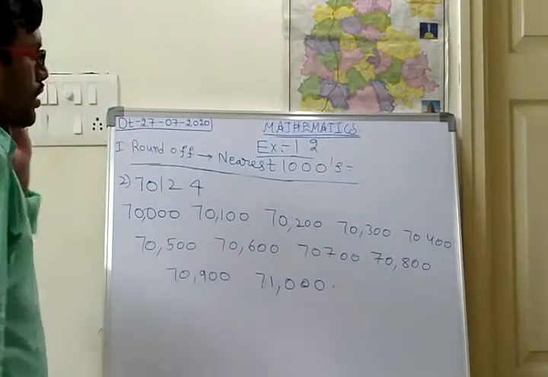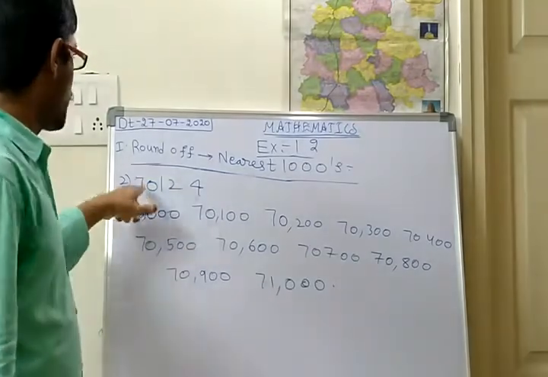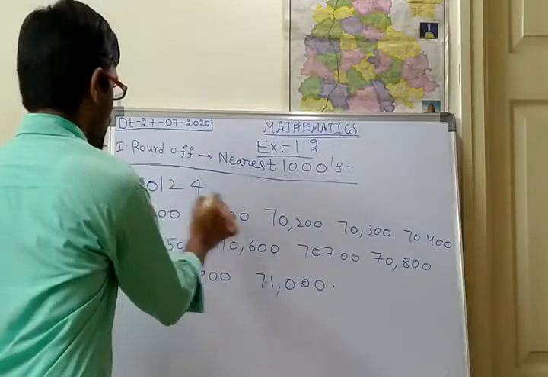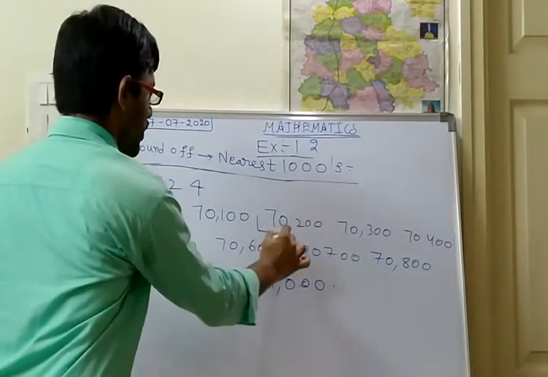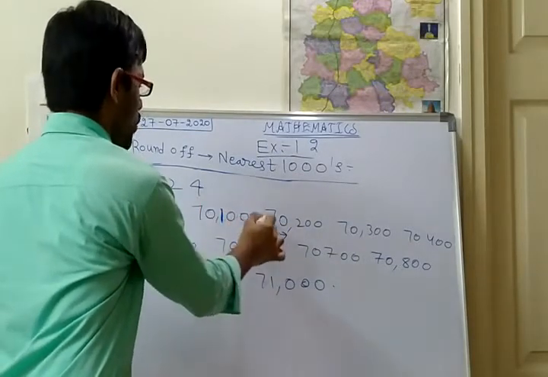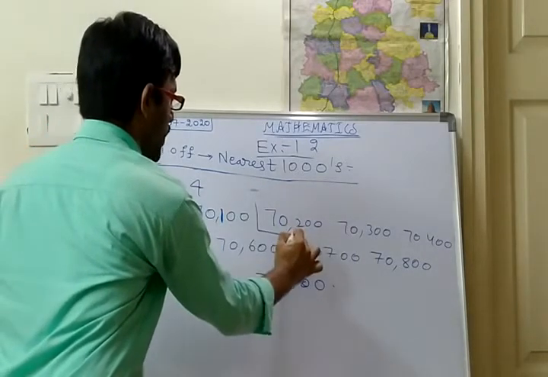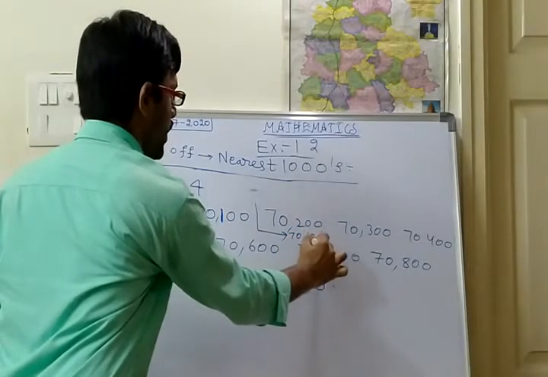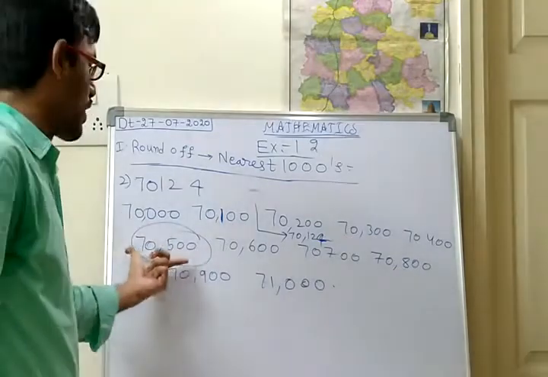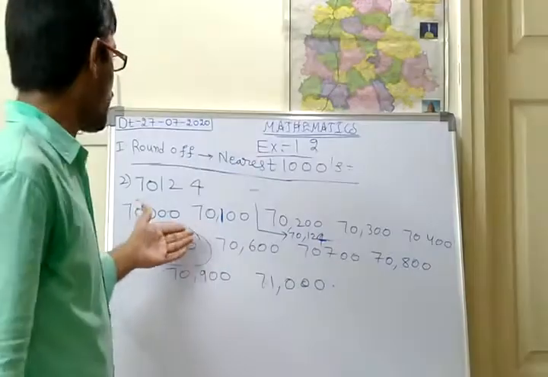So which number was asked? 70,124. In between which two numbers is it lying? In between 100 and 200, somewhere here; 70,100 after 24 numbers, somewhere here 70,124 will be lying. This is the center number, 70,500 is the center number. So does it lie after the center or before the center? Before the center number it is lying.